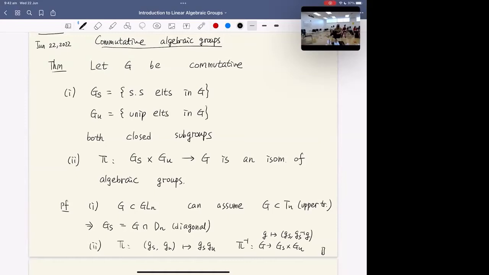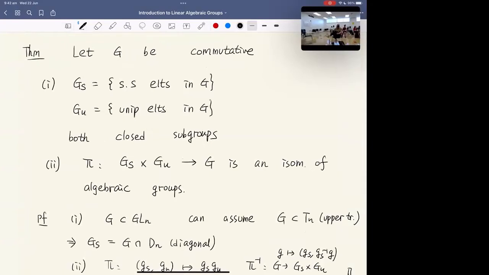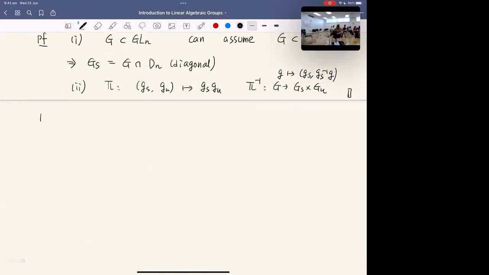So this theorem now tells us that to study commutative algebraic groups, we can just look at either groups consisting of only semi-simple elements or commutative unipotent groups, right? So now let's first look at those groups that are commutative and also consist of semi-simple elements. These are the so-called diagonalizable groups, and then there are some special ones that are tori.